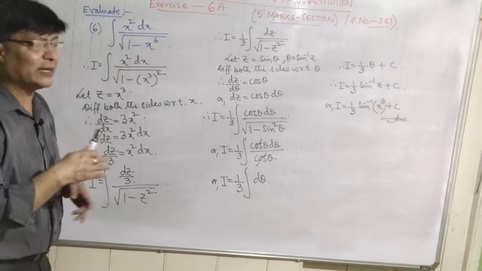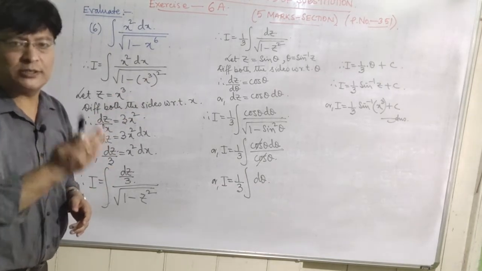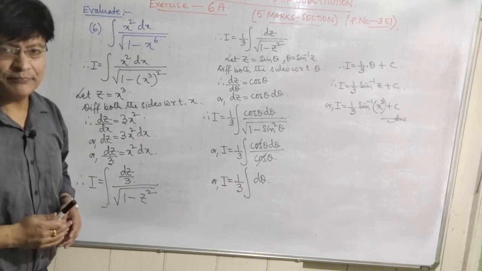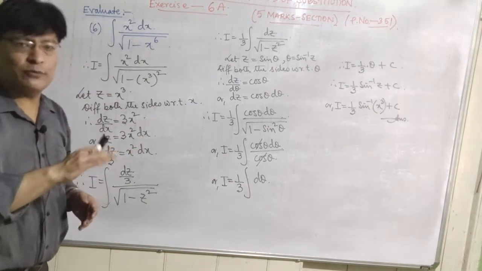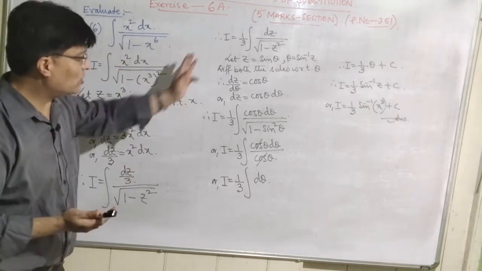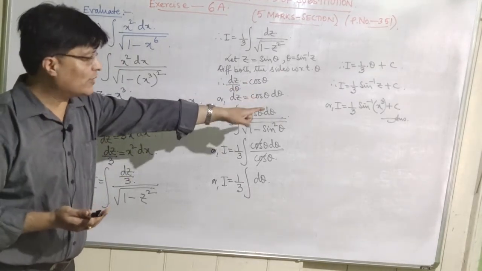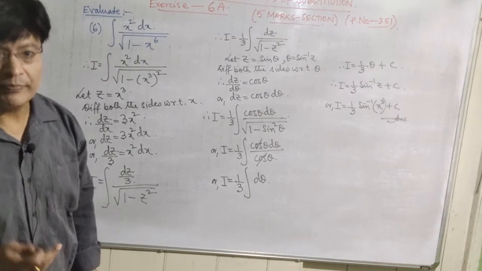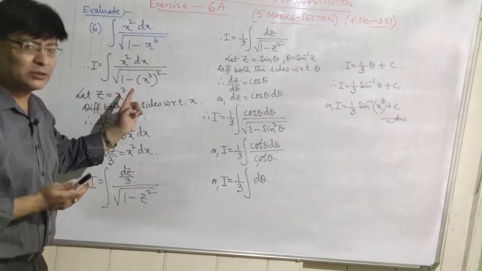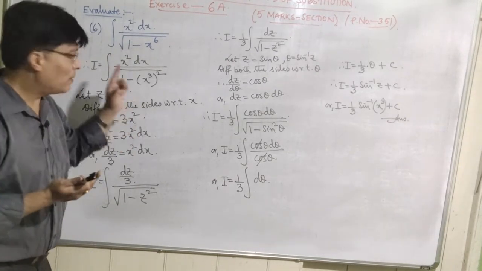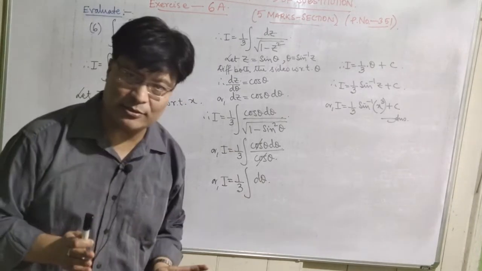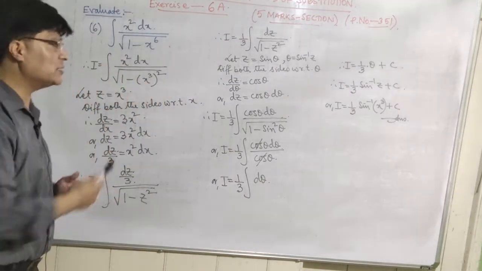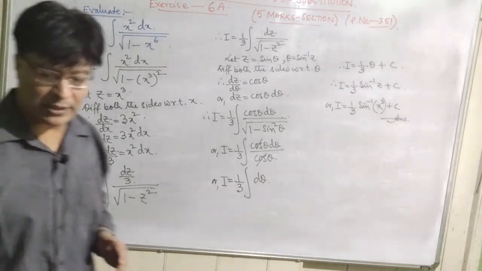X cube is equal to, directly you can put x cube is equal to sine theta. So you can do it at home by putting x cube is equal to sine theta. This is also a correct method. The answer is 1/3 sine inverse x cube. Is that clear to all of you? So again you revise it at home. Okay, now we'll do the next problem.